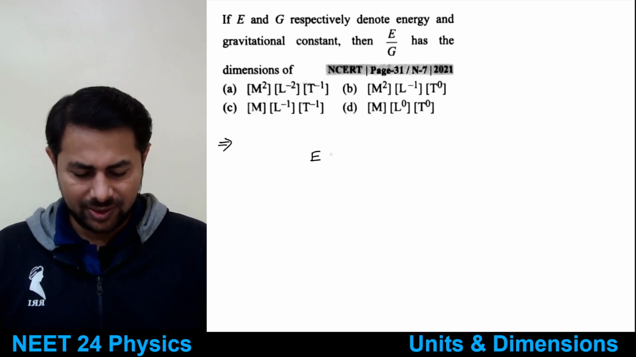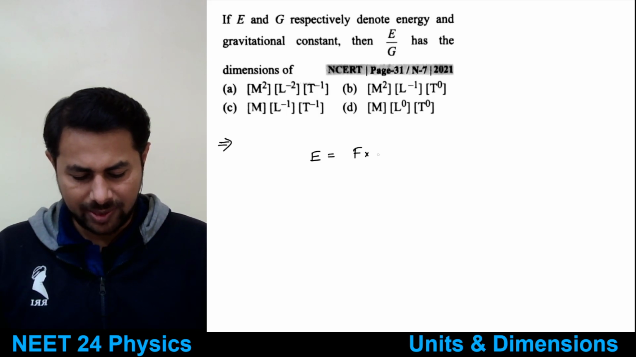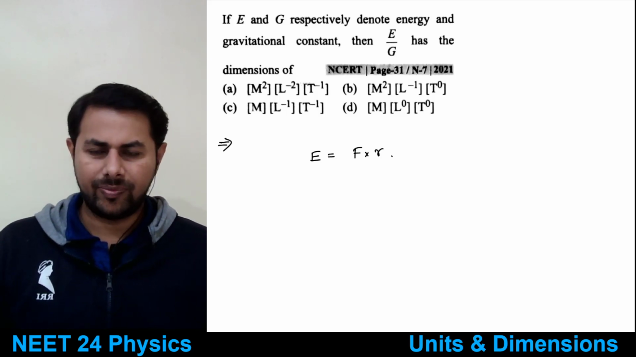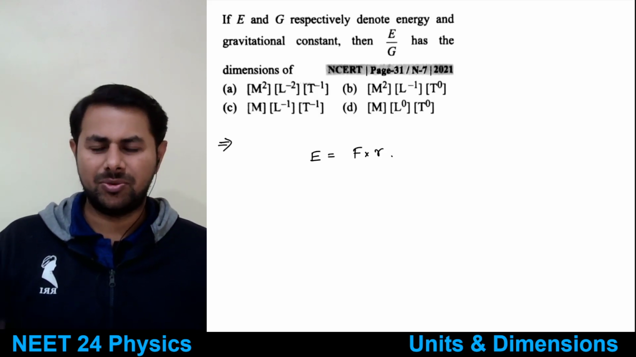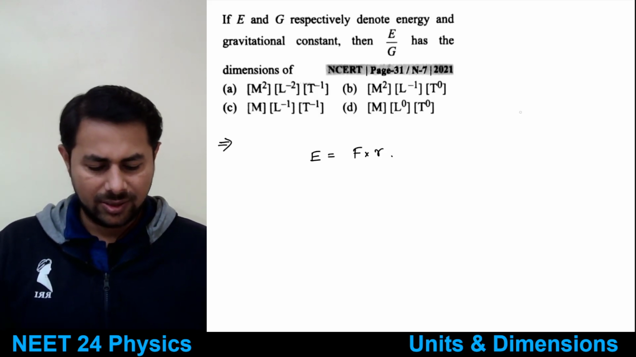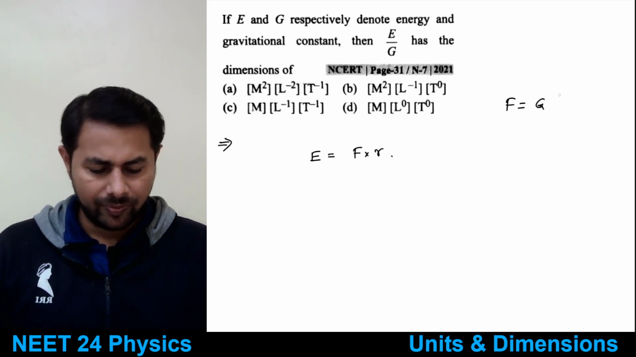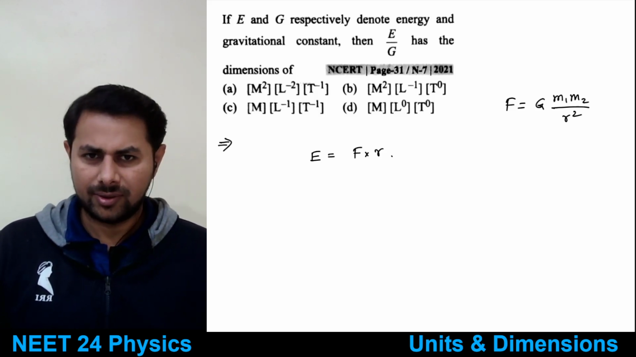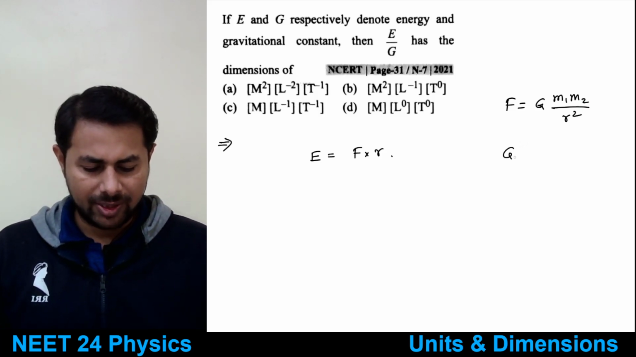So E is energy. Energy can be written as what? You can write it as force into displacement. Work done is equal to energy, you can say. It can be written as force into displacement. And you have the formula for gravitational constant. The gravitational force is given by G into m1 m2 by r square. So G can be written as F r square by m1 m2.